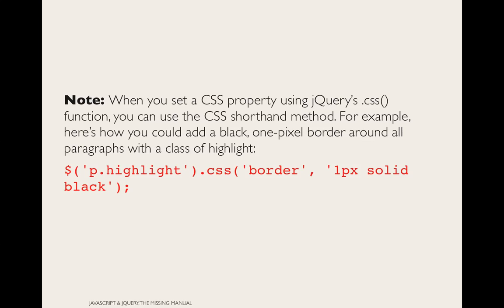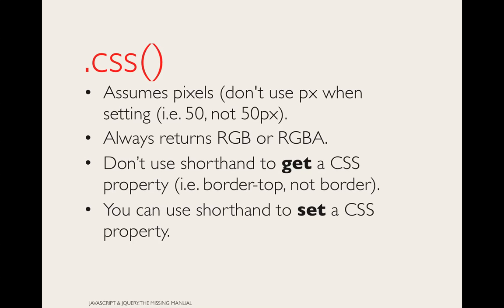So notice that the left is the property, to the right of the comma is the value. And notice the comma in between them. Notice the quote marks in these parameters. So when you're setting something, you've got quote marks, you've got commas, all sorts of things. Now jQuery assumes pixels. Just realize that you don't have to add the px for pixels in. It always uses RGB or RGBA. Don't use shorthand to get a property, but you can use it to set a property.